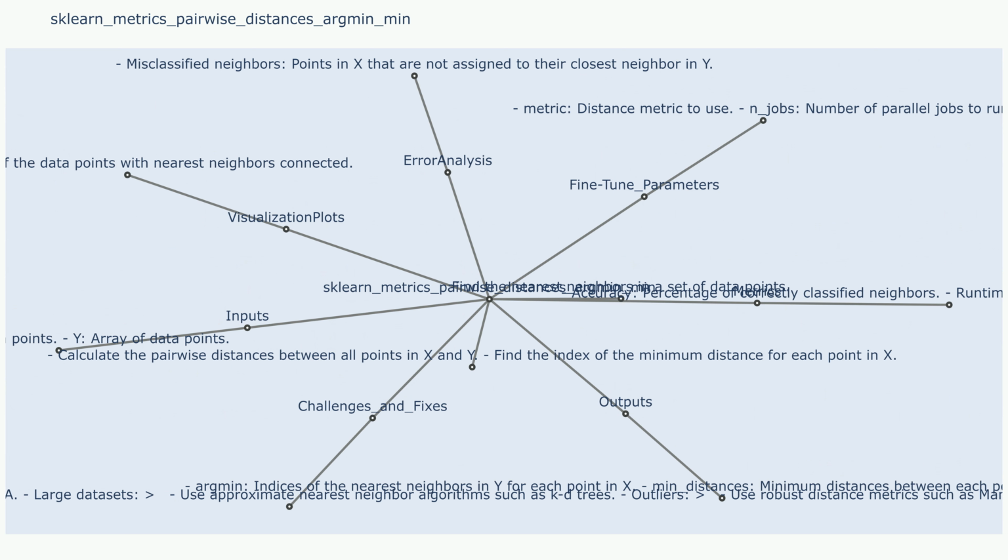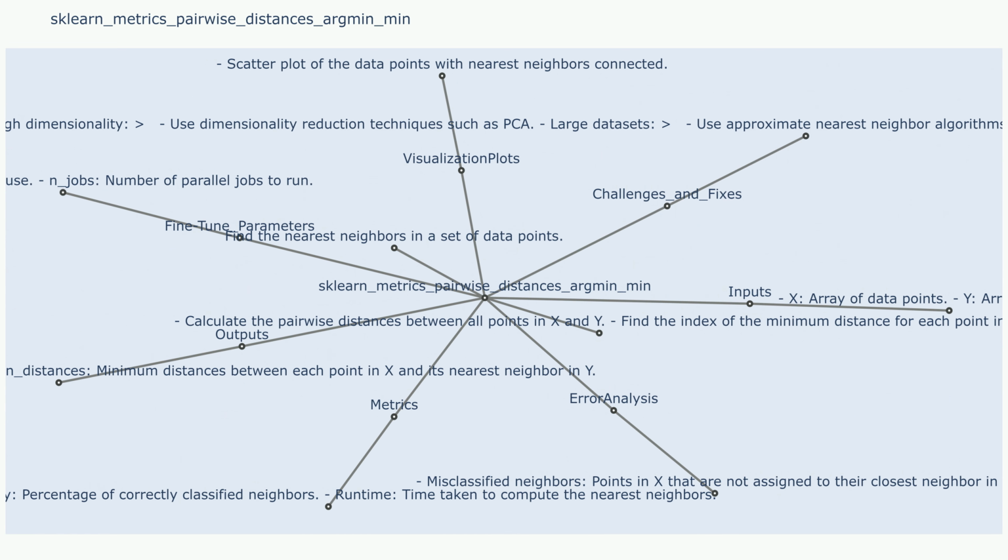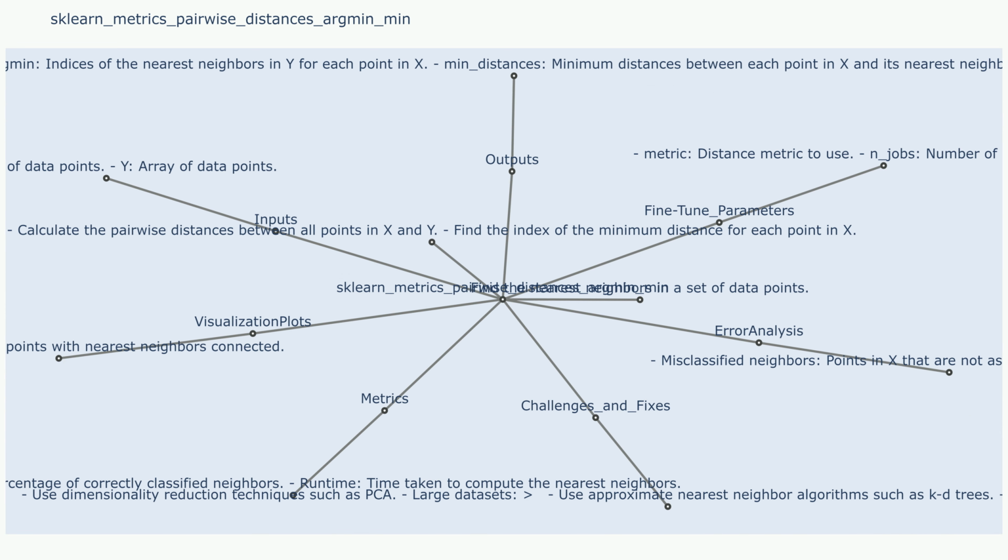Challenge 1: computational complexity. Calculating pairwise distances between large datasets can be computationally intensive. Sample use case that resulted in Challenge 1: working with a dataset of 1 million input data points and 100,000 reference points. Fixes to Challenge 1: use efficient distance calculation algorithms, e.g., KD tree, ball tree. Consider using a sparse matrix representation for X and Y if there are many zeros in the data.